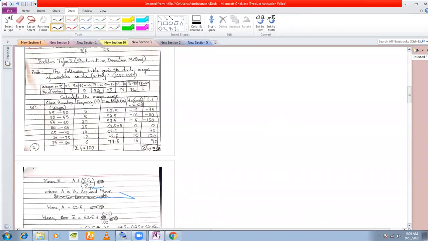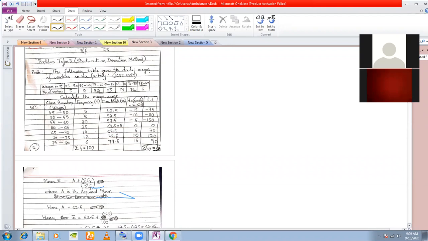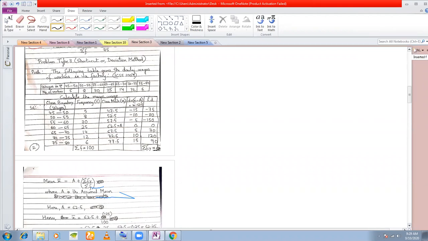So this is your next method, the shortcut or deviation method. Under normal circumstances it is used for frequency distributions which contain class intervals. So if you see here, what are the class intervals? 45 to 50, 50 to 55, 55 to 60. We have to find out the mean of this. Remember, as I told you, you always find the mean of the class intervals. And this number of workers that is given, this is your frequency.